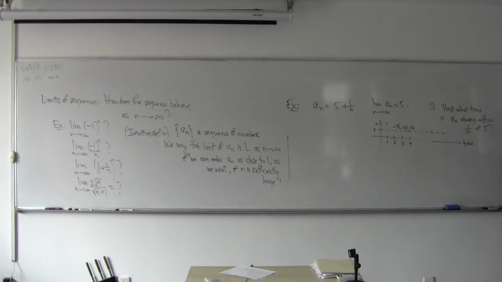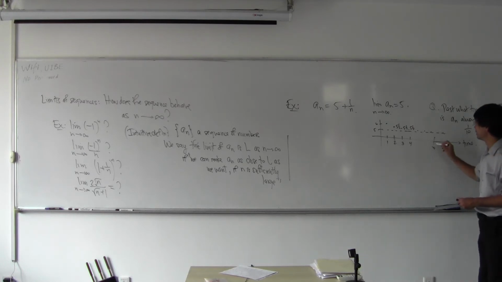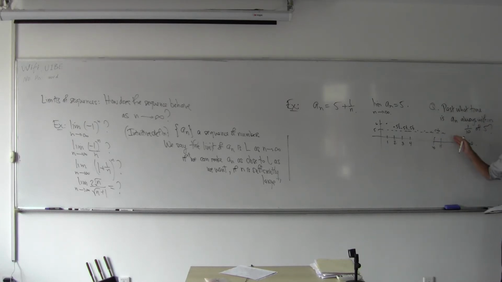Okay, what's the answer? The answer is 10, certainly. At 10, we are at 5 and 1/10, and as long as we're past 10, all the numbers we get are within 1/10 of 5. Suppose I say, past what time is A sub n always within 1/100th of 5? What's the answer?